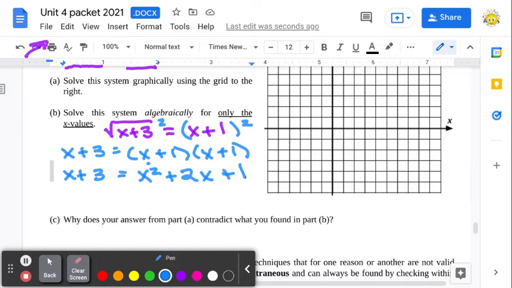So now I have an exponent, so I have to get one side equal to 0. So I'm just going to move my x plus 3 over here.